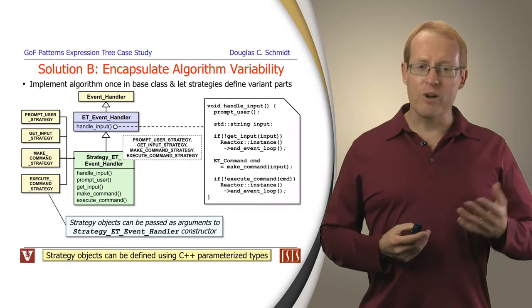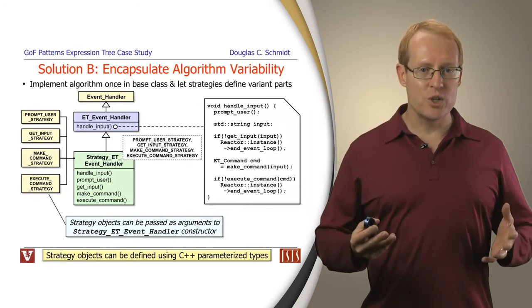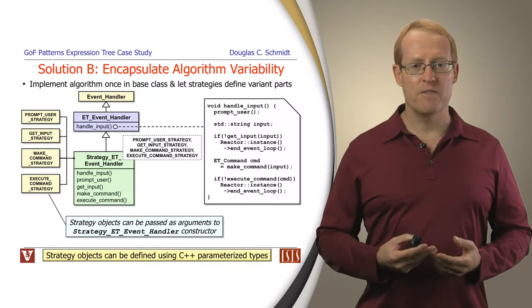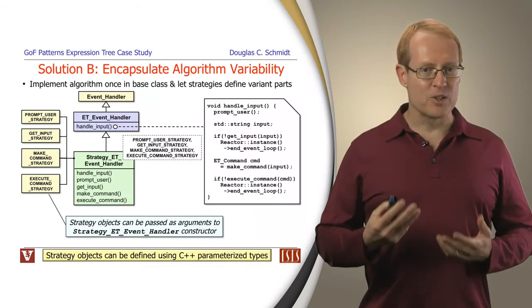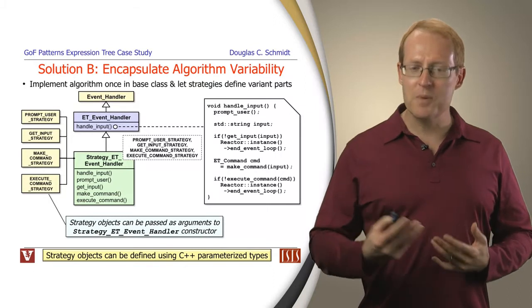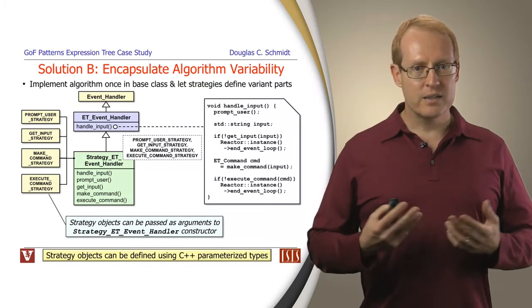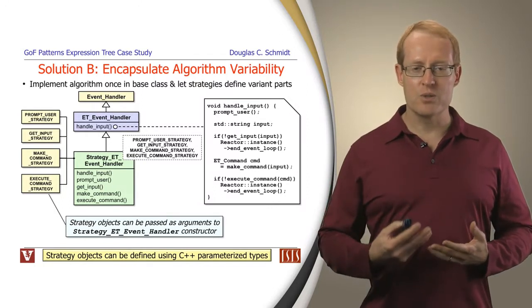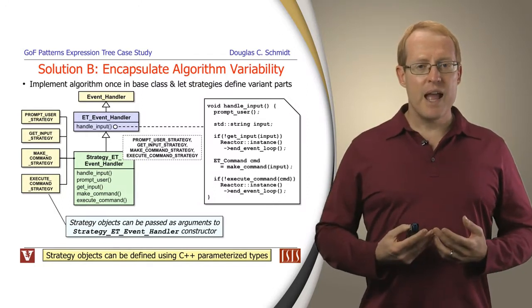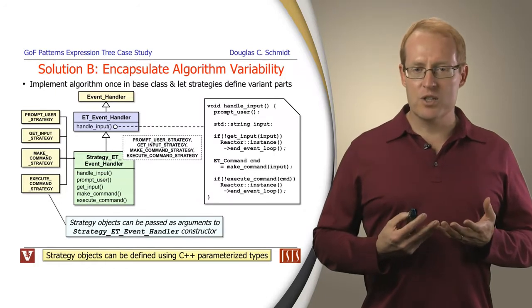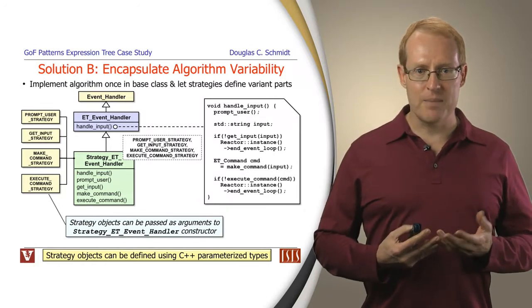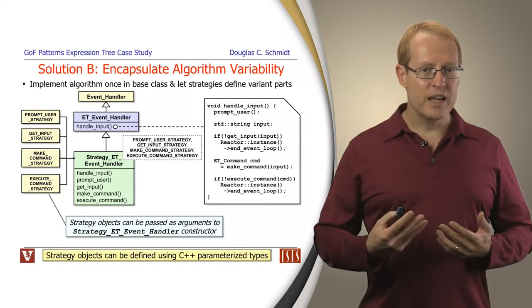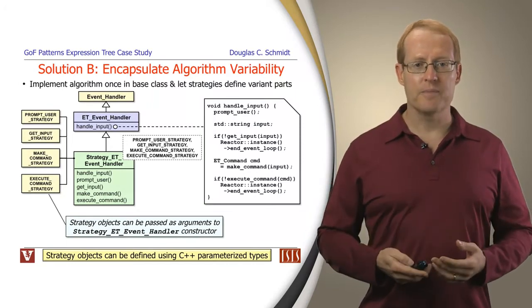Now, to make this even more interesting and to show the diversity in which you can implement the same pattern with many different mechanisms and techniques and language features, we're going to implement the variability here not so much with subclassing, but instead through template parameterization using C++ parameterized types. You could do some similar things with Java as well. And so what we'll be doing is we'll be defining the strategy ET event handler class as a parameterized type where we can plug in different strategies in a very flexible and extensible way.